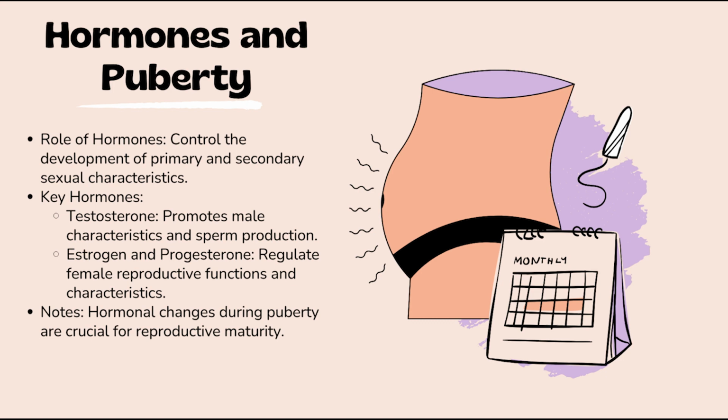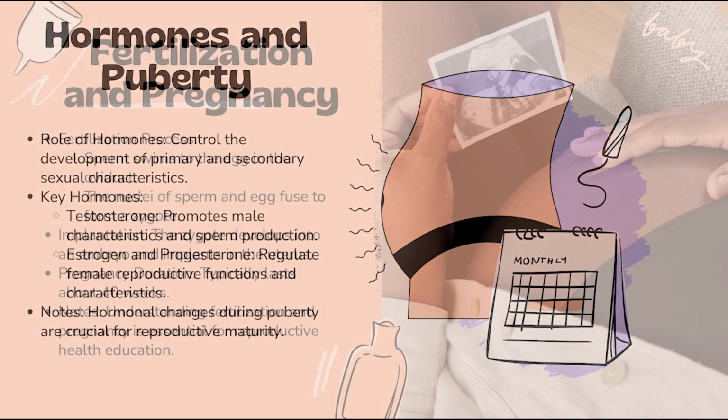Hormones and puberty. Hormones are chemical messengers that trigger changes during puberty. The key hormones are testosterone in males, whereas estrogen and progesterone in females. Testosterone is responsible for sperm production and male traits. Estrogen and progesterone regulate menstruation and female traits. So hormonal changes prepare the body for reproduction.